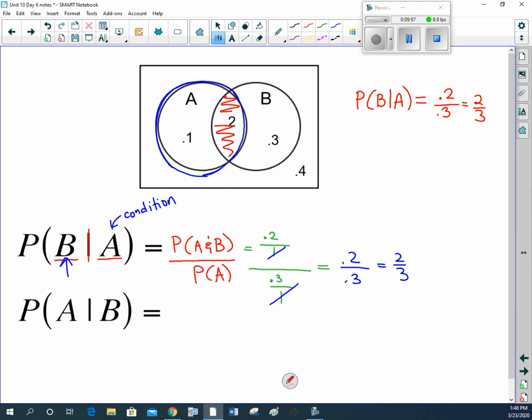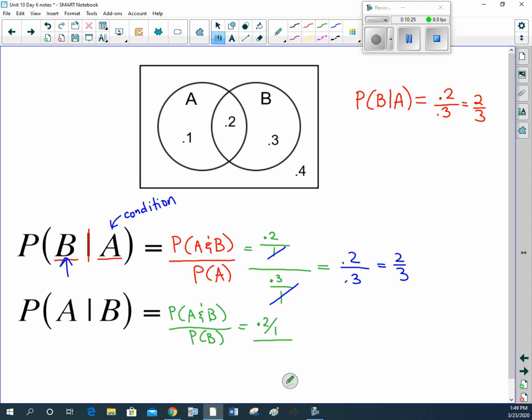Okay, let's go the other direction. Let's take the same Venn diagram and do the same picture. We'll do both ways. We'll do the formula and we'll do without the formula. So probability of A given B would be the probability of A and B divided by the probability of event B. Okay, well, we already know what the probability of A and B is. That's 0.2 over 1.